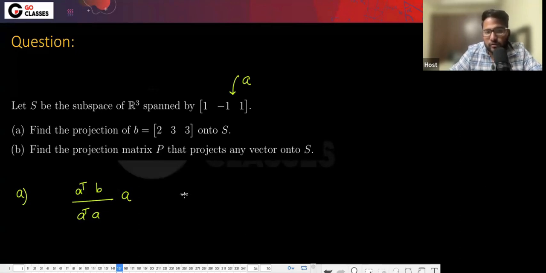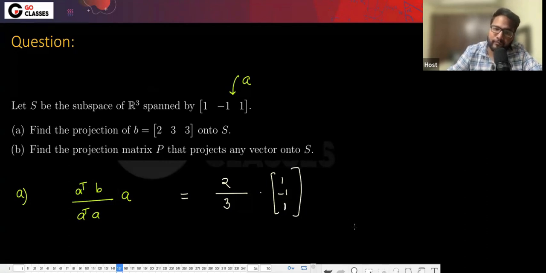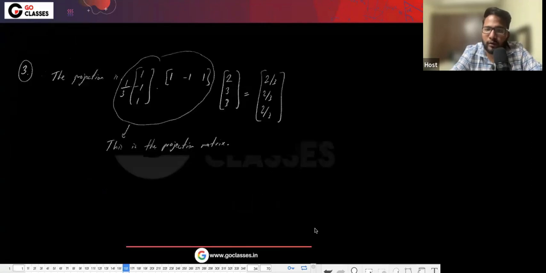So into A, so it will be the dot product of these two, 2 minus 3 plus 3, right? So I think this will be 2 upon 1 plus 1 square plus 1, 1 plus 1 plus 1. I think that will be 3, right? It is 3. 2 upon 3 into A. A is, let's suppose it is a column vector, doesn't matter. 1 minus 1, 1. Okay. Is this okay to everyone? Okay. 2 by 3 into 1 minus 1, 1.